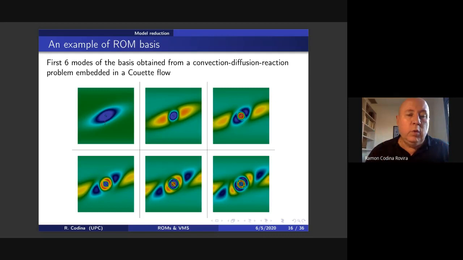If you compute the full order model solution, and then from that solution you collect a certain number of snapshots, and from those snapshots you perform the singular value decomposition and take the first six left generalized eigenvectors, what you get is this. So this is the basis that you would use in dimension six if you would like to solve that problem using a reduced order model. That picture is included here just to see that those bases may be quite complex. It's not the standard finite element basis. It's not that you pick a few of the finite element bases, but you have to combine them in a way that is a priori impossible to know.